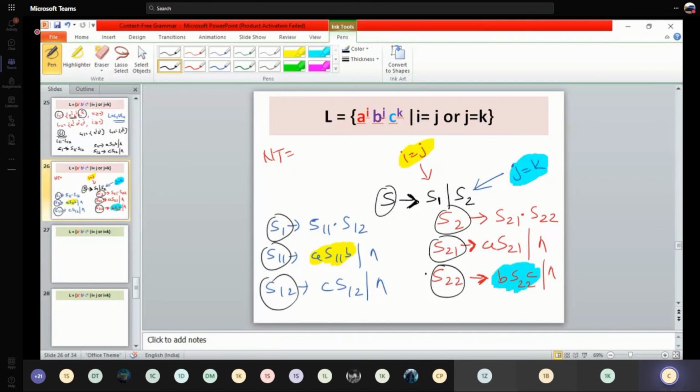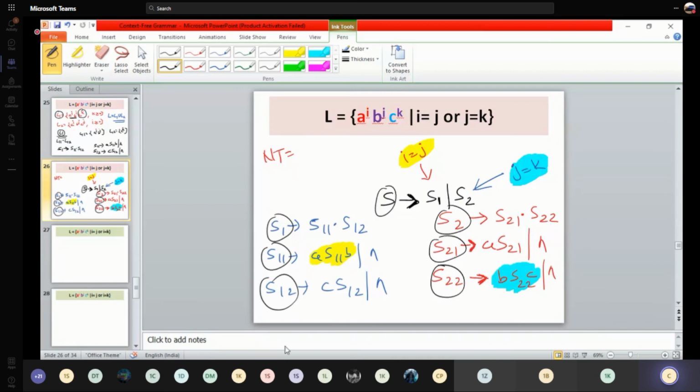We have three terminal symbols, A, B, and C, in this language, and we have several production rules. Can you tell how many production rules we have? How many rules do we have in this grammar? Total rules in this grammar. There are a total of 13 rules in this grammar.